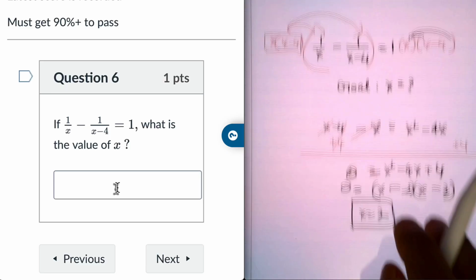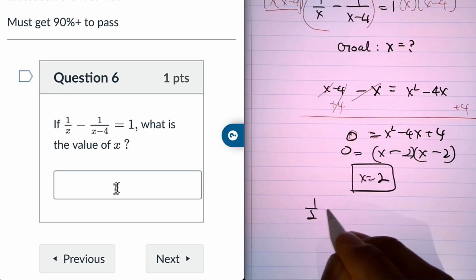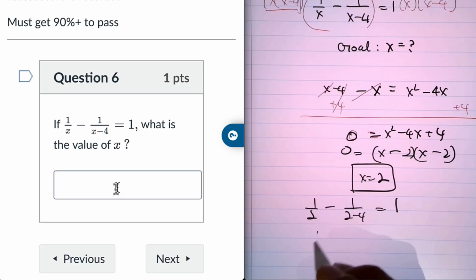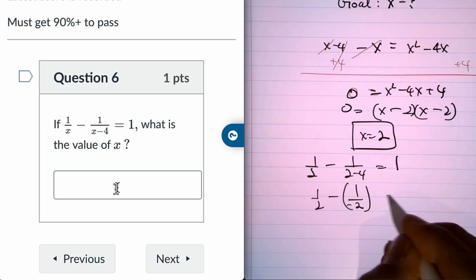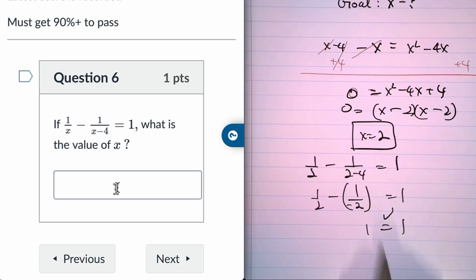Shall we double check? Let's say you have some time left on the exam and you want to make sure you got it right. So 1/2 minus 1 over 2 minus 4, does it give you 1? So 1/2 minus, 2 minus 4 will give you negative 2 on the bottom, but the minus negative will make it plus. So it is indeed 1 equals 1. Okay, so we're going to put our answer 2.